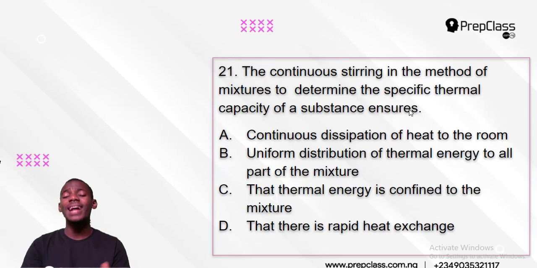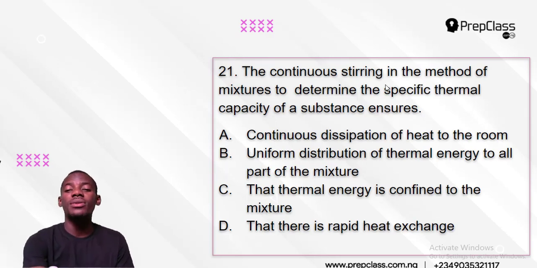Now, this question is asking you about when you are performing the experiment of specific heat capacity in your laboratory. Why do you stir? As in, there is a stirrer in the calorimeter. Now, why is the stirrer there? And what's the function of the stirrer? Do you have any idea which option might be right?